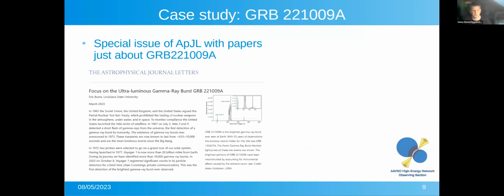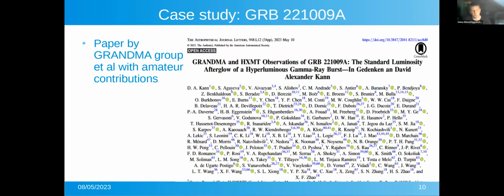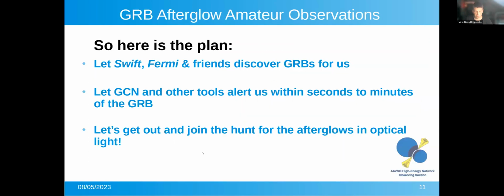That event was so significant that the Astrophysical Journal Letters had a special issue published with just papers about this event. And one of the papers was by the GRANDMA collaboration and others, and they are so kind that they include all the observers that contributed data. And there again, you can see Philip Romanov. So this is still a relevant field of research, even for amateurs. So here's the plan. That's one of the takeaways I want you to have in mind.